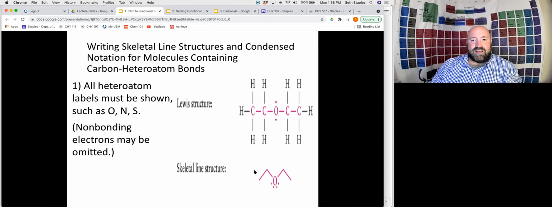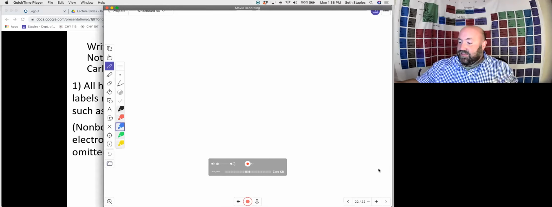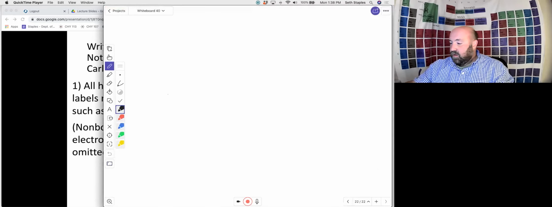And then this would be our skeletal structure. And you can see that we still show that O in there. Not only that, but we also typically will show hydrogens if they're attached to heteroatoms. We don't show the hydrogens in a skeletal structure attached to the carbons, but we do show hydrogens that are attached to heteroatoms. And so again, in the example of an alcohol, so here's a skeletal structure of an alcohol.